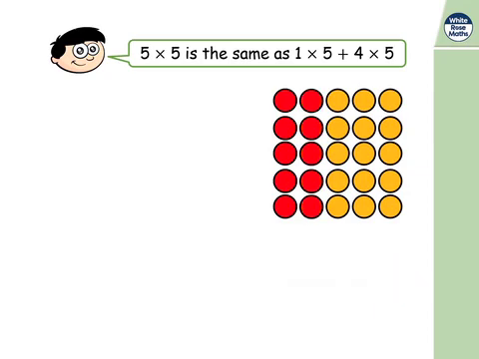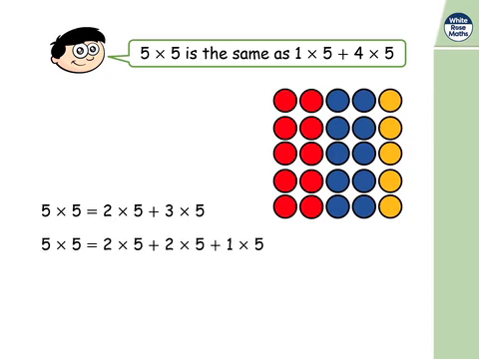How did you get on? Did you spot 2 times 5 plus 3 times 5? What about 2 times 5 plus 2 times 5 plus 1 times 5? What about 1 times 5 plus 3 times 5 plus 1 times 5?